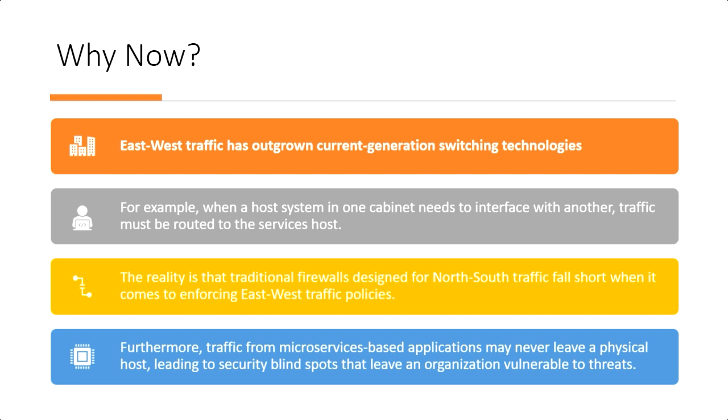So when a host system in one cabinet needs to interact with another, that traffic typically has to go through that hub. And when we have all this traffic moving east to west in a data center and it's all going through that hub, it can overwhelm that hub.